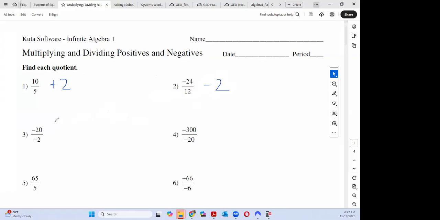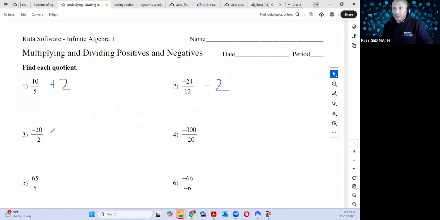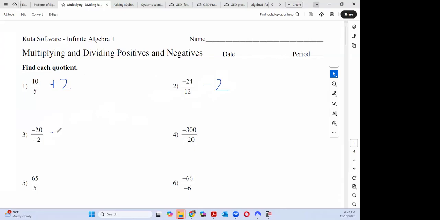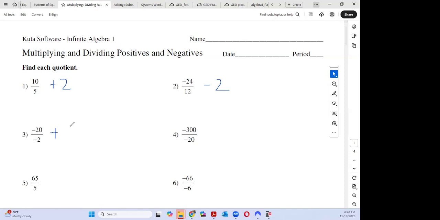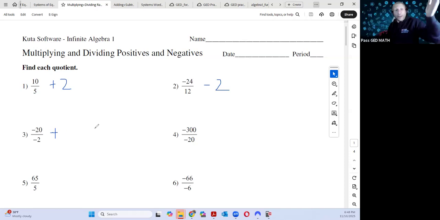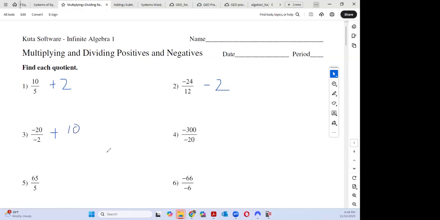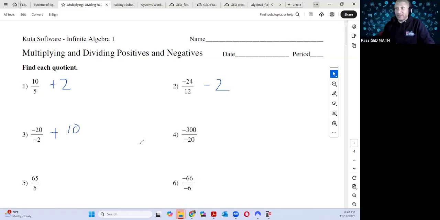Negative 20 divided by negative 2. Is my answer positive or negative? Negative 10. No, it's positive. I wrote that negative on purpose. I wanted to see who was going to follow my lead. I fell for it. Positive 10, because they're both what? Negative. Same sign, positive. Different sign, negative. Okay.